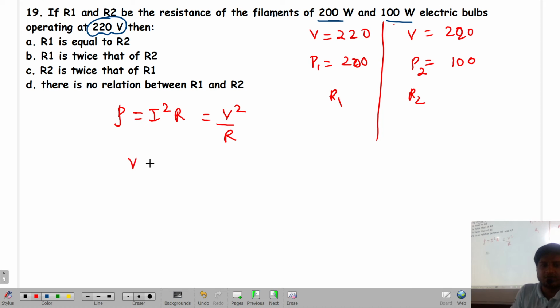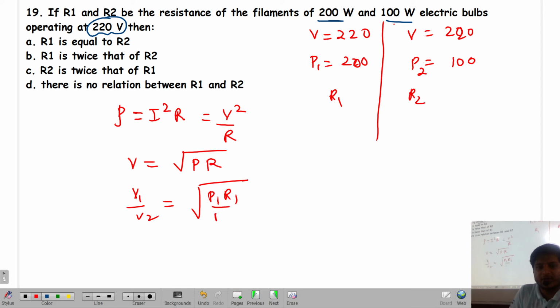So that means what? If V is constant, it will be root over power into resistance. Yes or no? So can I take V1 by V2 is equal to root over P1 R1 divided by P2 R2? Can I write like this or not?